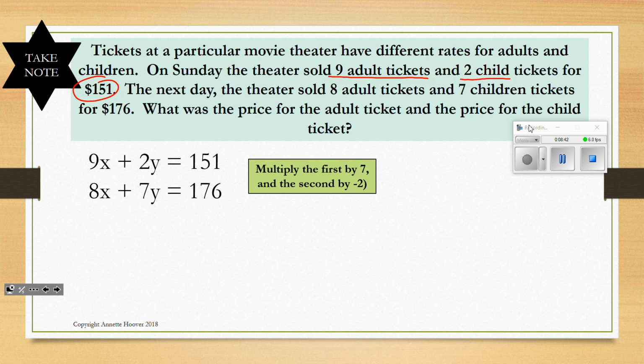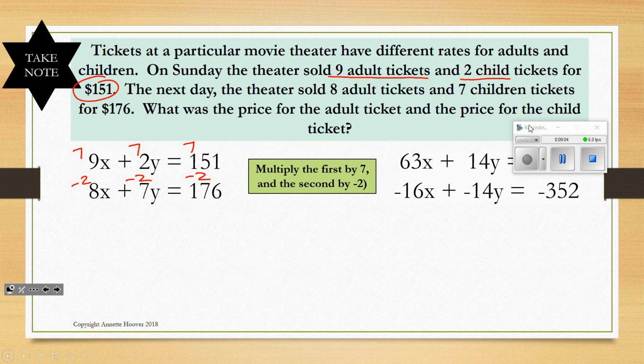What I chose to do was to multiply by 7 and -2. So if I multiply each term in the first equation by 7, that would be 63x plus 14x plus some number that I'd have to figure out. And then -2 on the last one. That is going to give us these 2 equations.